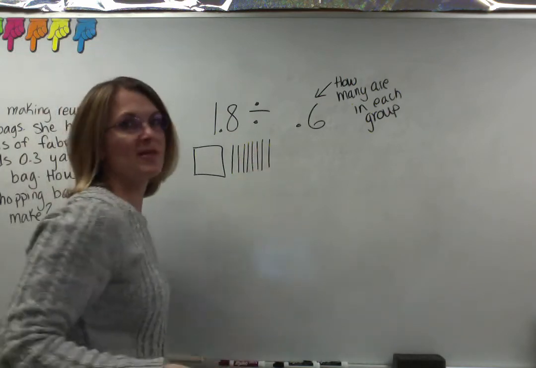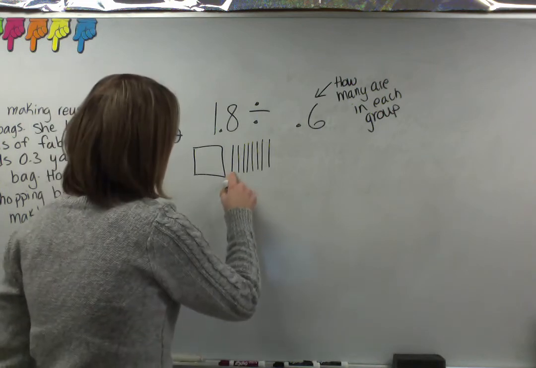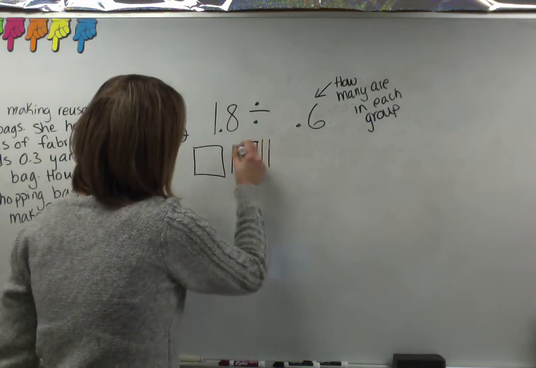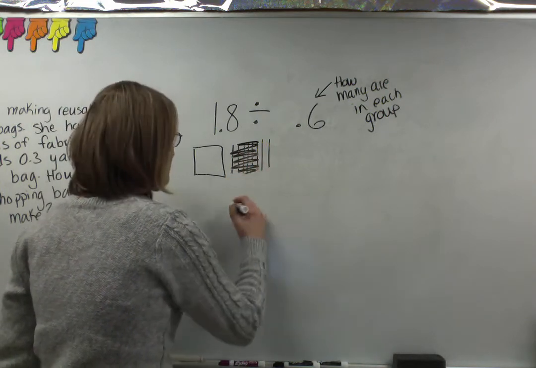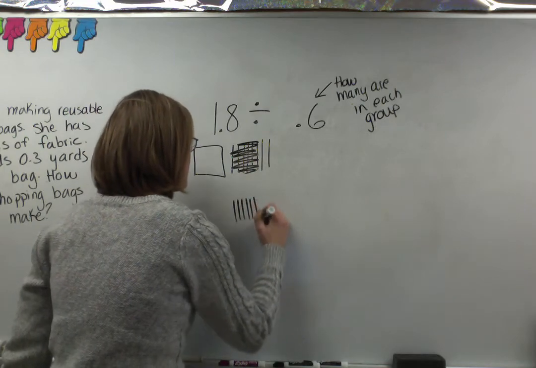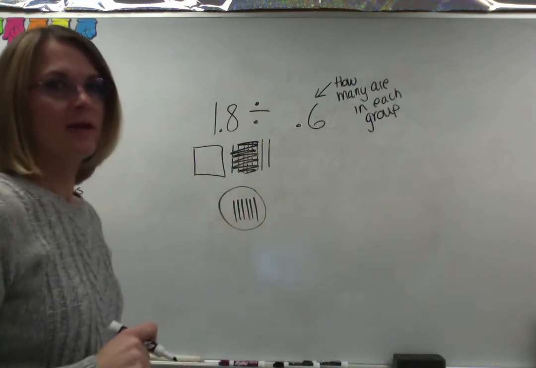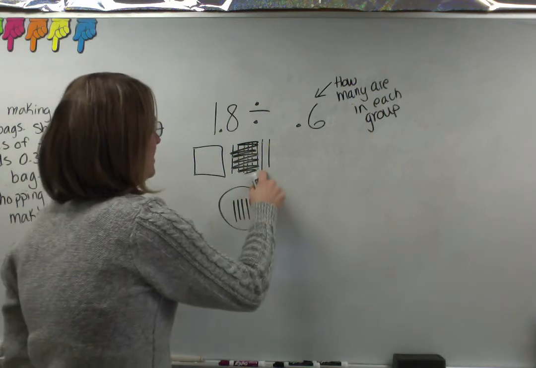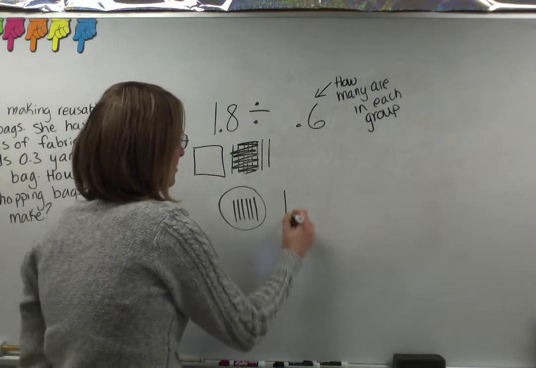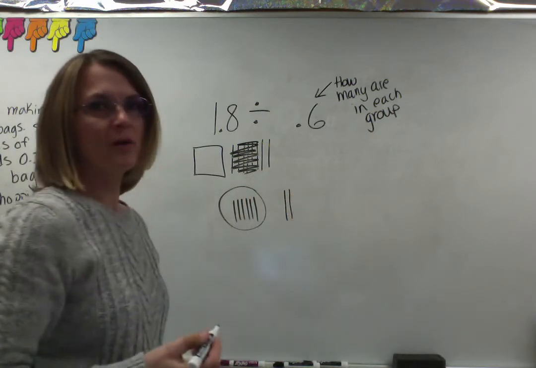So I'm going to start with my tenths because that's the easiest thing. I'm going to take 1, 2, 3, 4, 5, 6 of them, and I'm going to put them in a group. Okay, so that's one group. It's done. I've made one group of 6 tenths. Now over here, I only have 2 tenths, so I don't have enough to make a group yet.